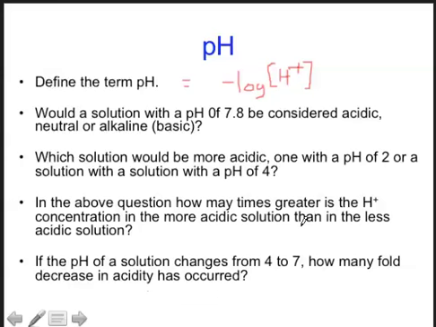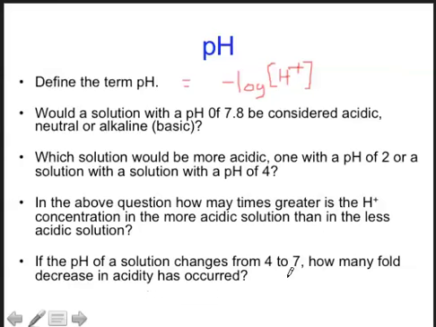100 times more. Take-home point here is that for any single-digit change on the pH scale, that's a tenfold change in total quantity. So something with a pH of 2 is going to have 10 times more protons than something with a pH of 3. Something with a pH of 2 is going to have 100 times more protons than something with a pH of 4, and so on.